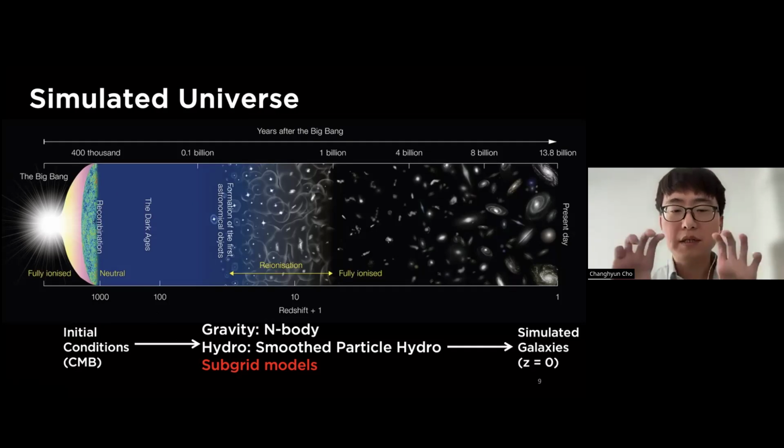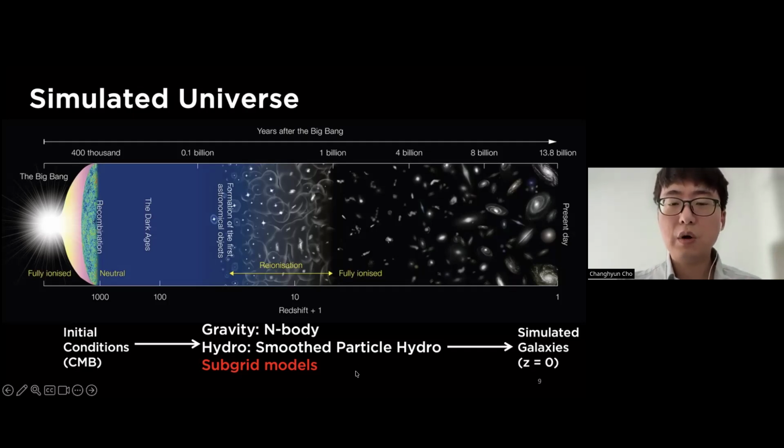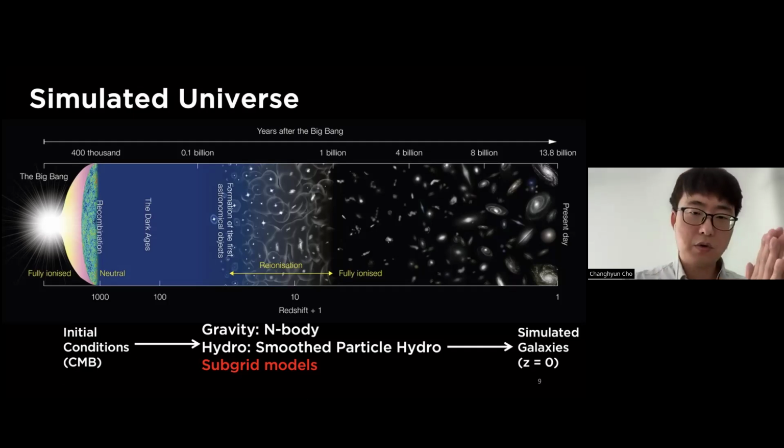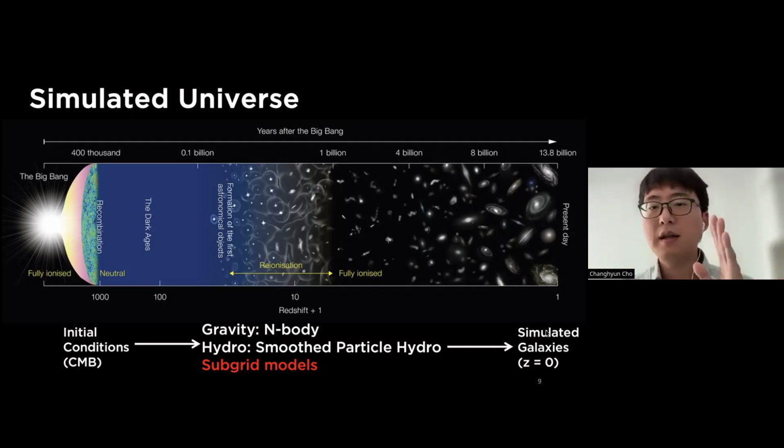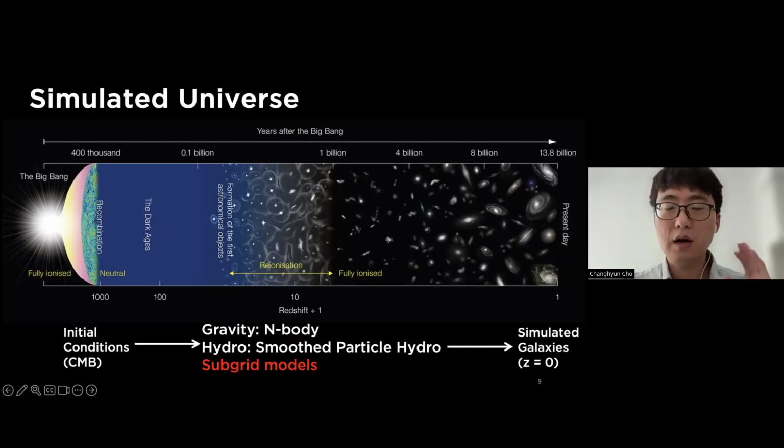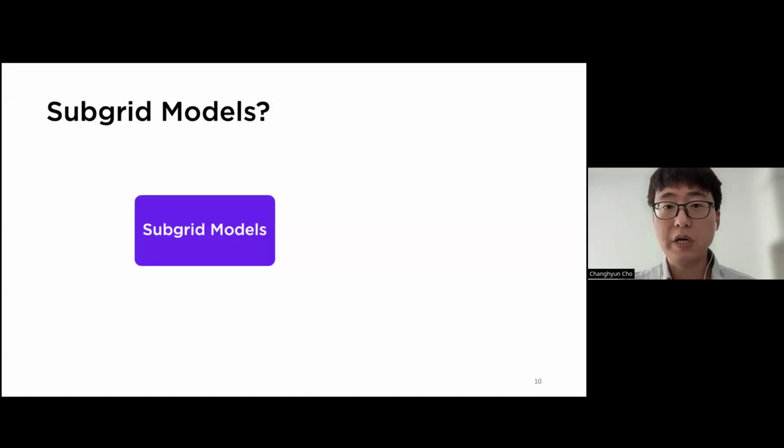Because of these subgrid models, we have so many different simulations, because there are lots of different models of star formation and black hole physics. So people use different physics for these phenomena. That's why we have different names. As long as our initial condition is correct and our physics is correct, the result must be similar to the observation. So this is how simulators understand the universe.